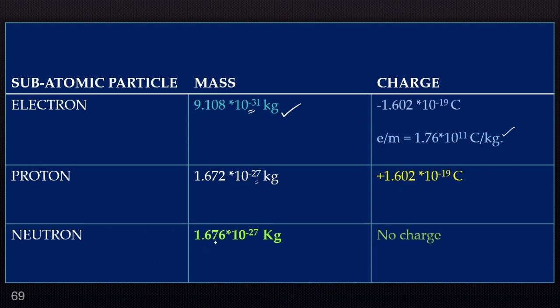Neutron mass is 1.676 into 10 to the power minus 27 kg. Compare it with the mass of proton and you will see that it's slightly heavier. Proton is 1.672, but neutron is 1.676. So it's slightly heavier than proton. And neutron does not carry any charge.